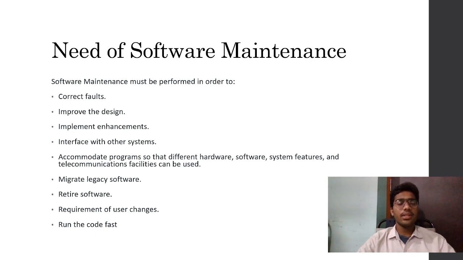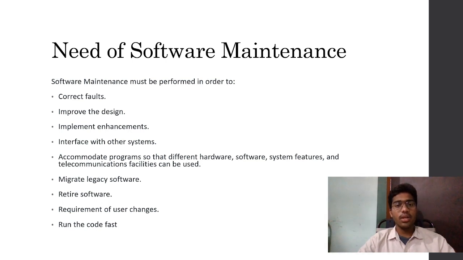Next, we are all very well acquainted with these software maintenance types. Now, what is the need of software maintenance? The main needs of software maintenance are to correct faults, improve the design, implement enhancements, interface with other systems, accommodate programs so that different hardware, software system features and telecommunication facilities can be used, migrate legacy software, retire software, accommodate user requirement changes, and run the code fast. So the main need of software maintenance is to correct the faults. If there is any fault in the software that we provided, it has to be corrected in a further step.